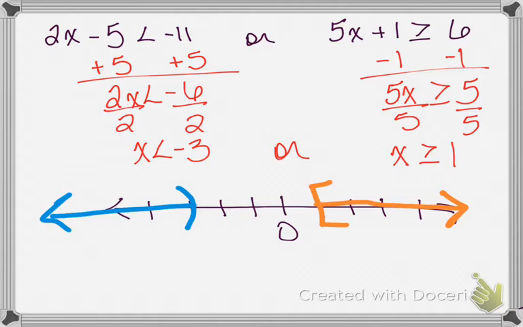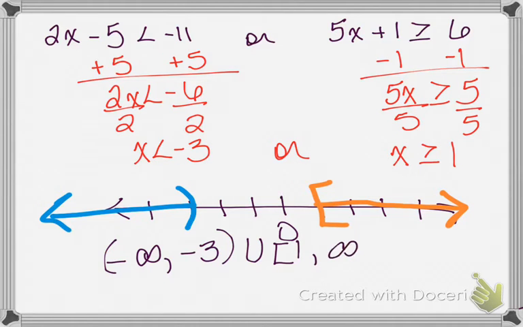So to write it in interval notation, I have to start at -infinity and I go to -3. My U means union. And then I go from 1 to infinity. So the interval notation is the final answer that we're looking for.